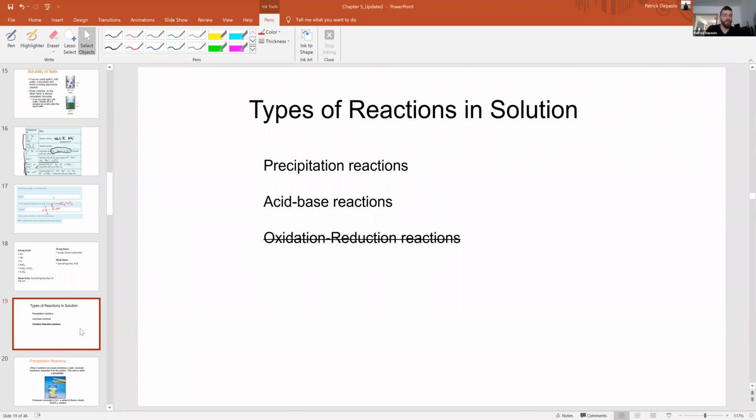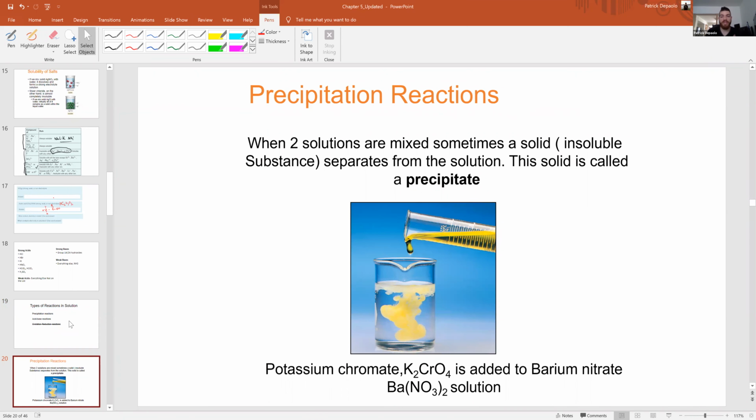Okay, so we'll be talking about some more reactions. All of these we've seen: precipitation, acid-base, and redox. We've balanced all of them. But for precipitation, we really didn't have time to talk about what it is. We just said, here's an equation, balance it. So here's what precipitation is.